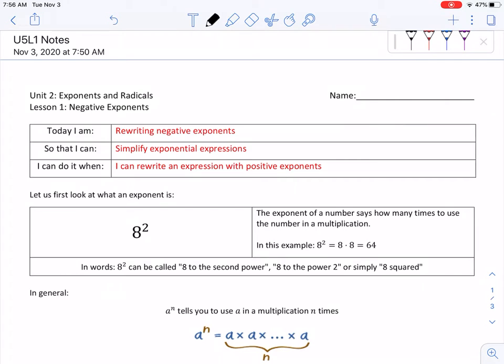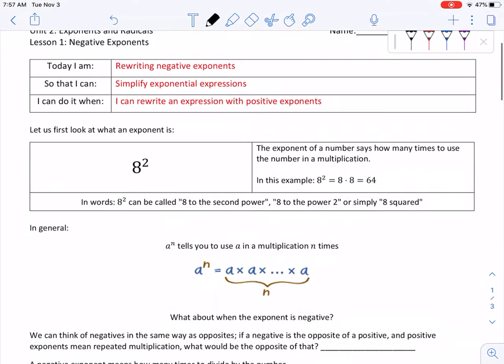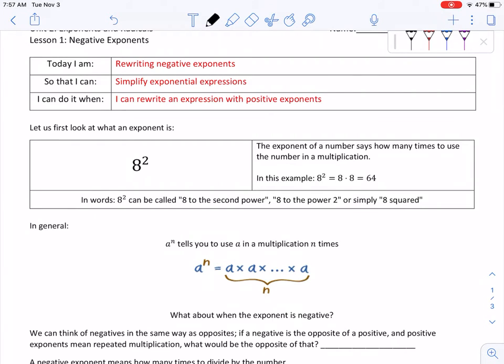Unit 5, Lesson 1. We are going to be working with negative exponents. So today we are rewriting negative exponents so that we can simplify exponential expressions. And you'll know you're able to do it when you can rewrite the expression with only positive exponents.